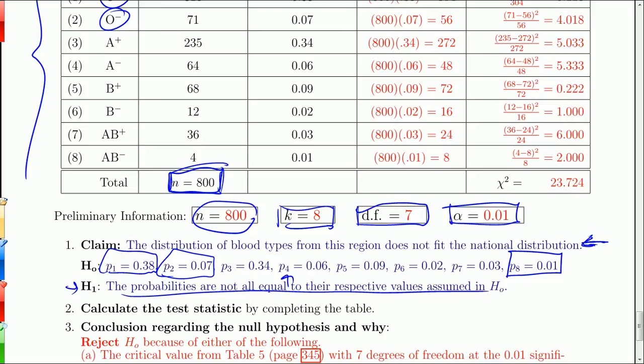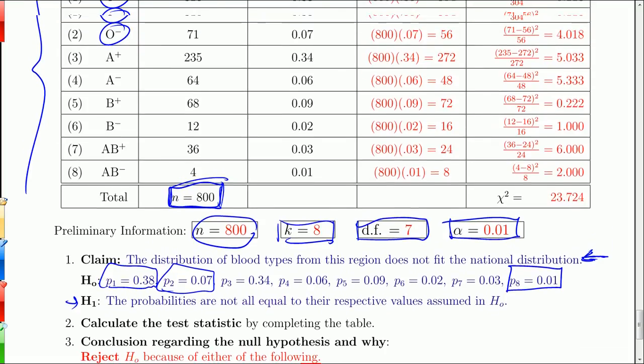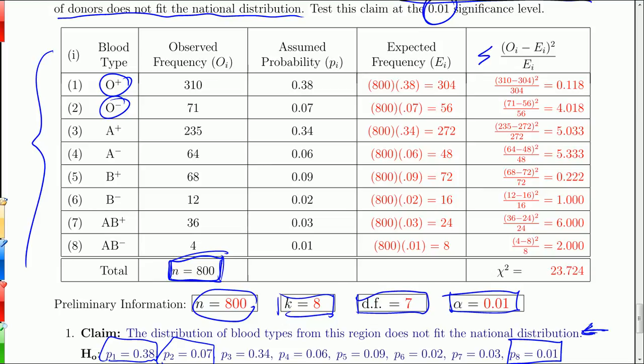Okay, so we're going to calculate the test statistic by taking the sum of all of these, from i equals 1 to K. So we have to calculate our expected frequencies, but that's just 800 times P sub i. So it's n times P sub i. N times P sub 1, so it's 800 times 0.38 gives you 304. 800 times 0.07 gives you 56. 800 times 0.34 gives you 272.